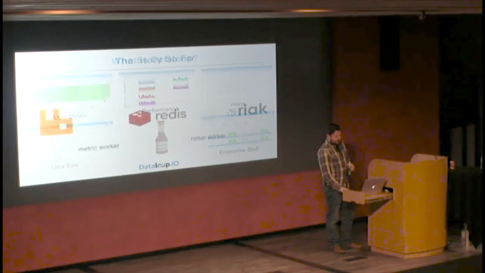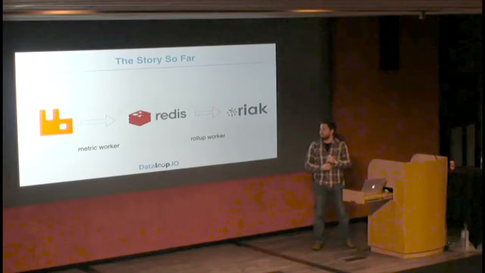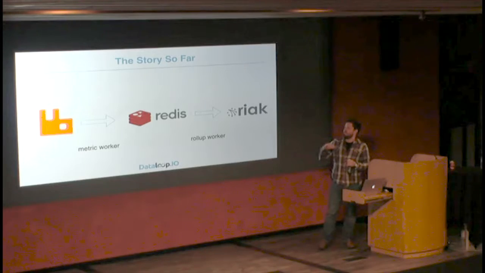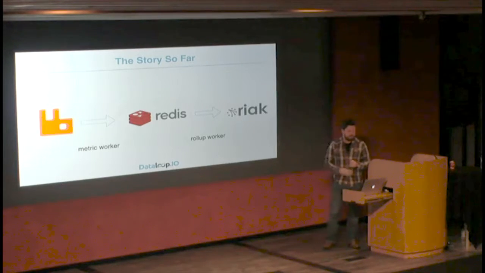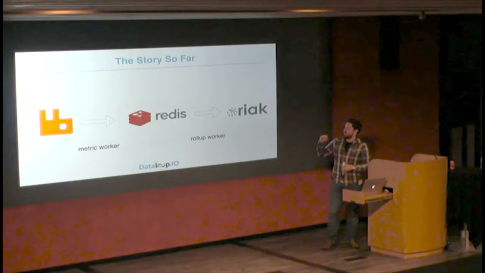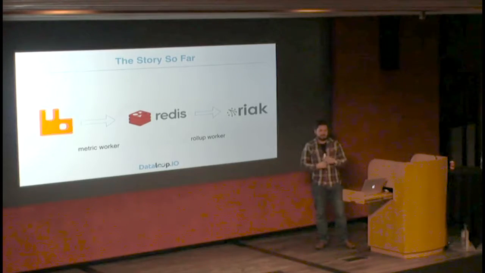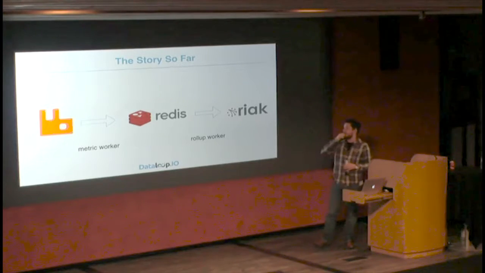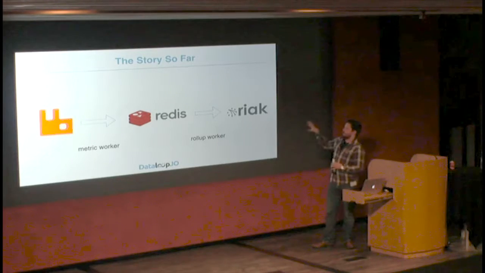Okay, so in terms of time series, before we started using Dalmatiner, we had this kind of approach. So we had a big fat pipe of metrics that were coming in via RabbitMQ. We basically processed that and then dumped them onto Redis. Redis sat there, built up some buffers, and then we had a separate worker that would run and build roll-ups based on that data and push them into Riak.